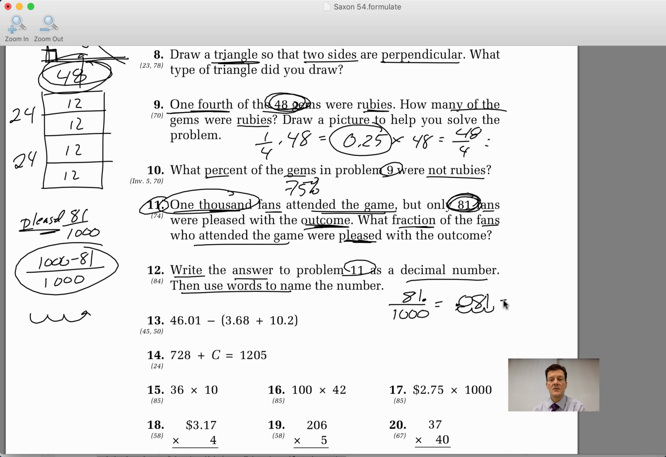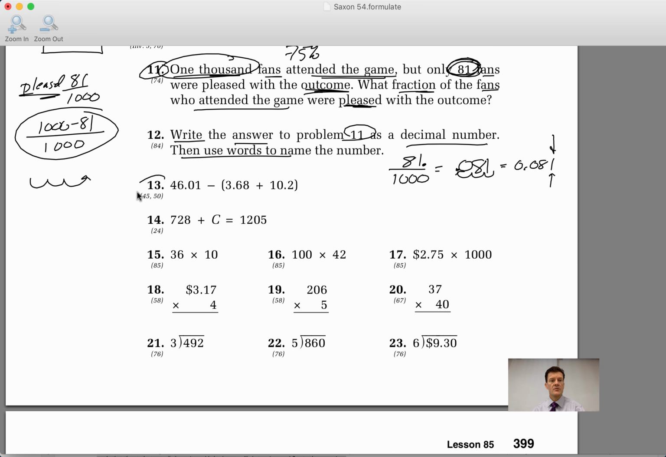So it is 0.081, or you just know that 3 decimal places to the right of the decimal point, that is your thousandths. So you would put your 81 at the end there to begin to fill in the thousandths place. So 81 thousandths, 0.081.